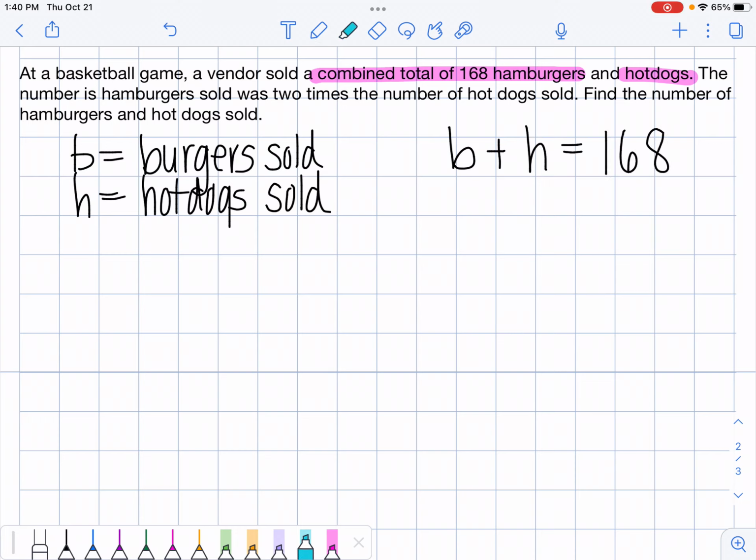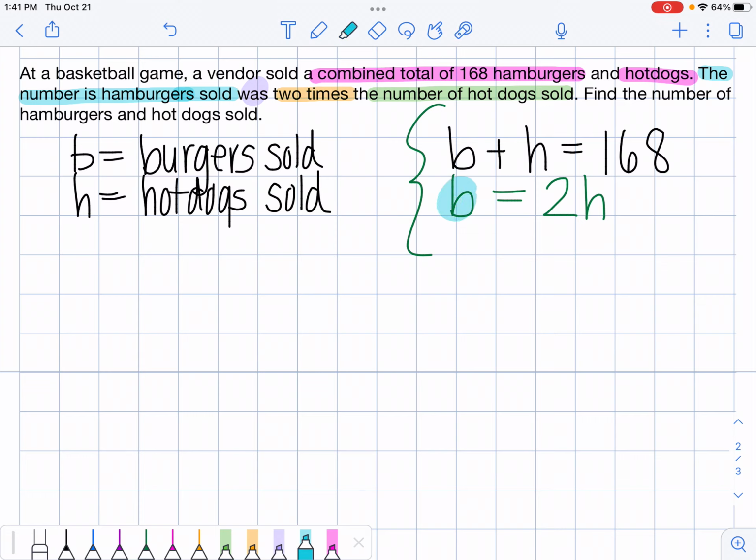So let's decode the next part. It says the number of hamburgers sold was 2 times the number of hot dogs sold. So I'm totally going to decode this. It says the number of hamburgers sold, which we said was burgers, means equals 2 times the number of hot dogs sold. So B equals 2H. Okay, so in this case, again, I would use substitution because here are my two equations, and this second equation down here is already solved for a variable.